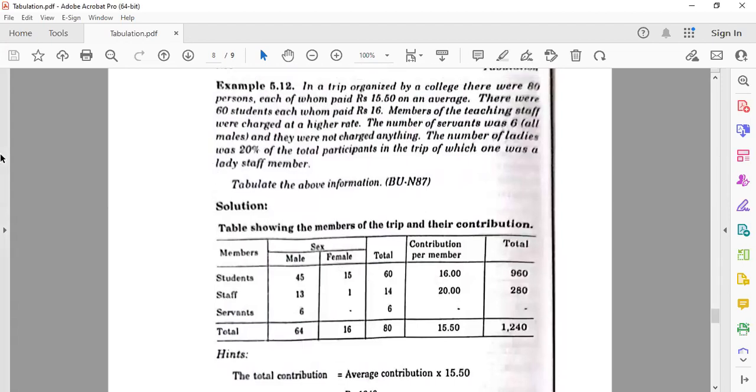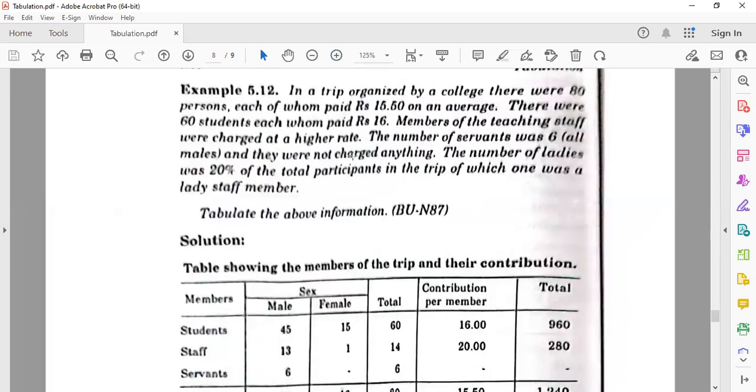So here we are going to do one more, the last problem in tabulation. The problem goes like this. In a trip organized by a college, there were 80 persons, each one of whom paid 15.50 on average. There were 60 students, each of whom paid 16 rupees. Members of teaching staff were charged at a higher rate. The number of servants were 6, all males, and they were not charged. That means it's given that servants were not charged anything.